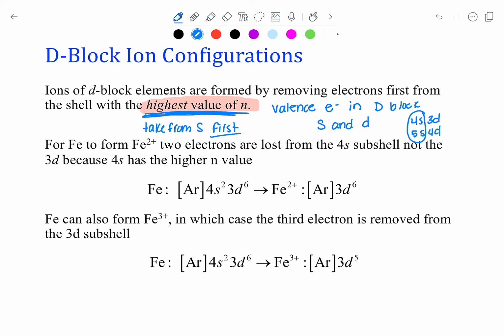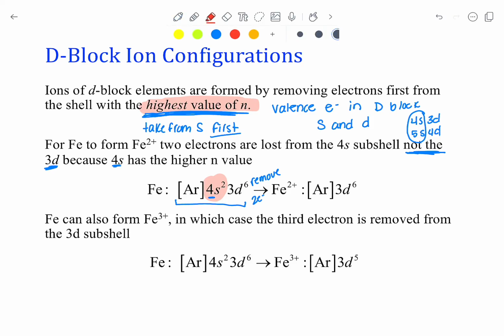So let's look at the example of iron. Iron is able to form an iron 2+ ion. So it loses 2 electrons, and those electrons are lost from the 4s subshell, not the 3d, because 4s has a higher n value. So if we look at, here's iron neutral, argon 4s2, 3d6. When I remove my 2 electrons, those electrons are going to be removed from the 4s first because this is the highest n value. 4 is higher than 3.